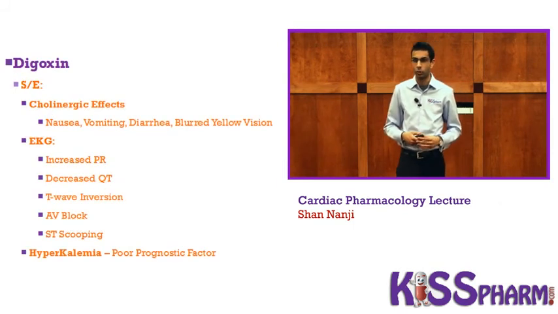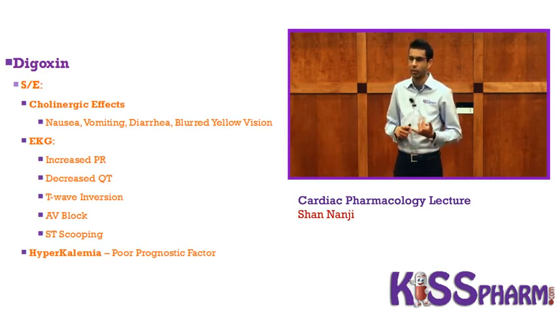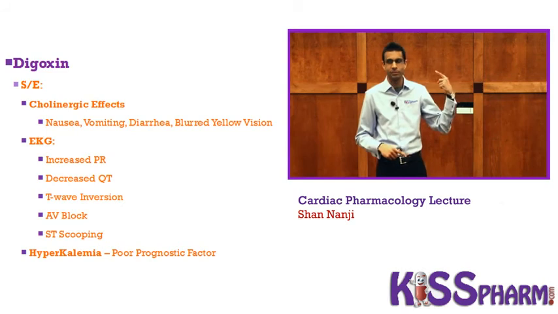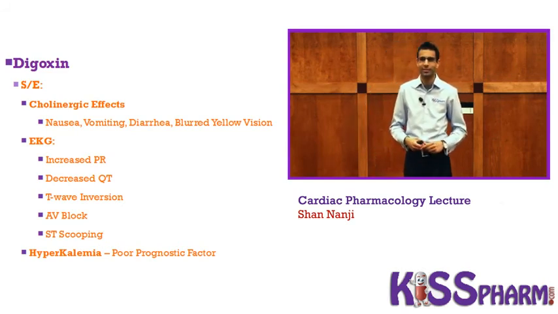And so we use it to increase contractility in CHF and AFib. Well, digoxin has some cholinergic effects. Okay, nausea, vomiting, diarrhea, blurred, yellow vision. What kind of vision? Yellow vision. Blurred yellow vision.